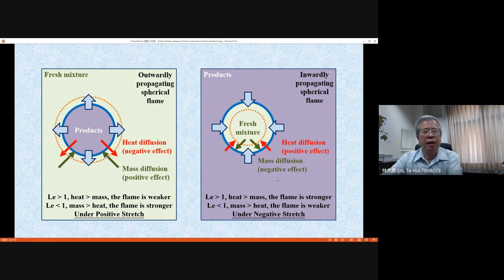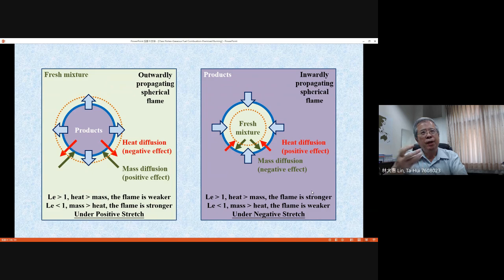In a similar way, mass diffusion now will create a negative effect. They are introduced oppositely compared with the previous case. Then you will have a different conclusion. For Lewis number bigger than 1, now the positive influence of heat is stronger than the negative. In this case, the flame is stronger. When you have an inwardly propagating spherical flame with the Lewis number larger than 1, the flame will become stronger as it shrinks to the center region.